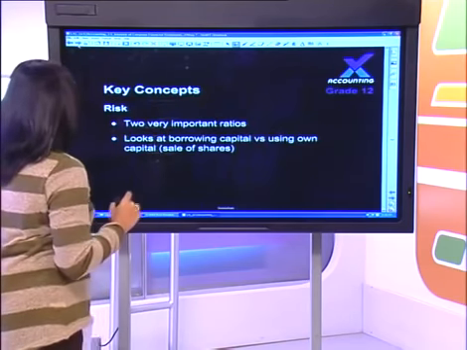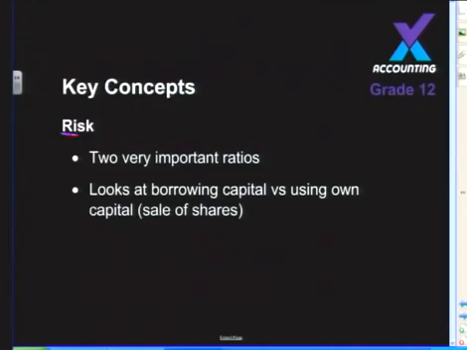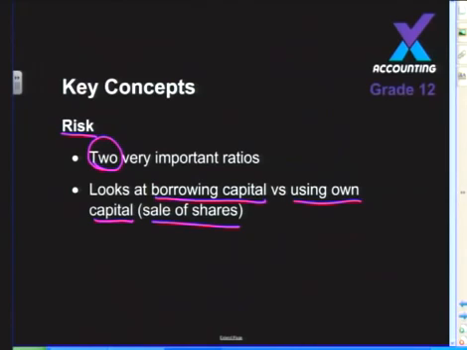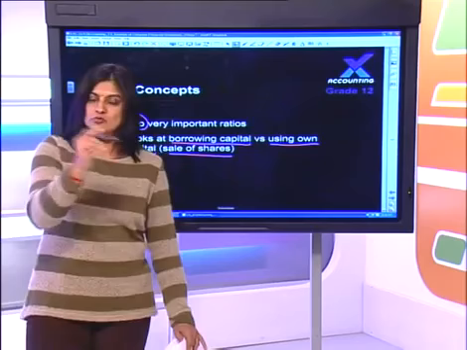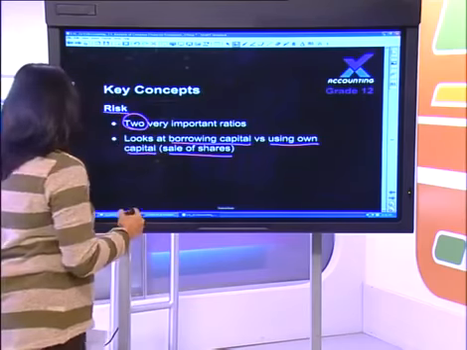Let's move on. The next set of ratios that I'm going to explain, also absolutely important, deals with risk. In this category, there are two very important ratios, and here we're going to look at borrowing capital, so taking out a loan, versus using own capital. Own capital, remember, when you deal with companies, is obviously obtained by selling of shares. So here, risk, looking at whether the company should borrow additional capital or should the company use their own capital.